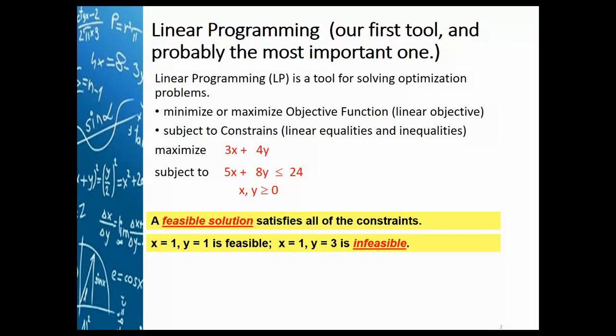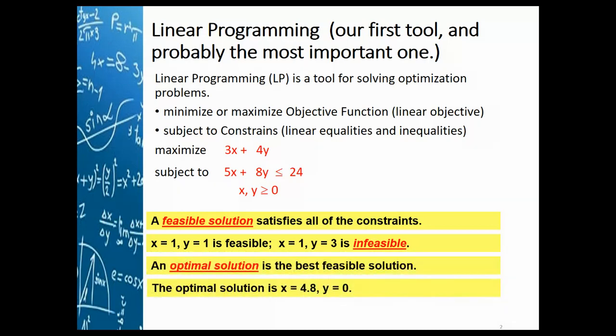The feasible solution means that, okay, we have this simple problem. Let's say I have x equals 1, y equals 1. Does my x1 and y1 satisfy this problem? You can see over here, if you put x equals 1 and y equals 1 inside this equation, into your 5x and your 8y, you get 5 plus 8 equals 13, which is less than 24.